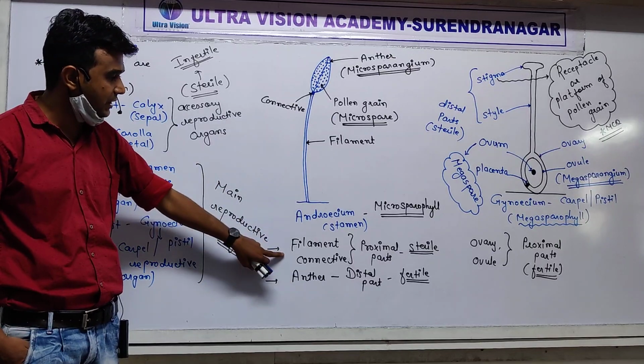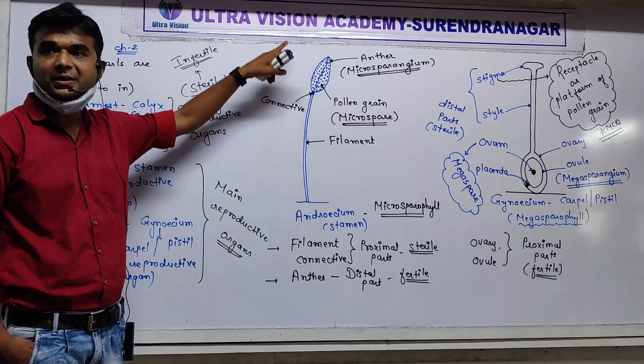Proximal part are infertile or sterile, distal part are fertile.